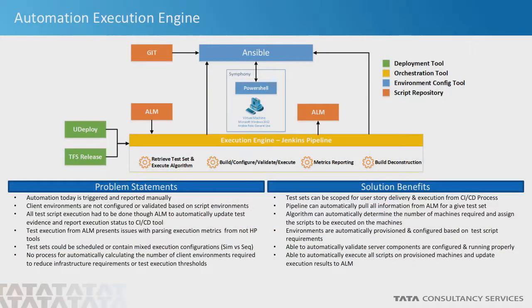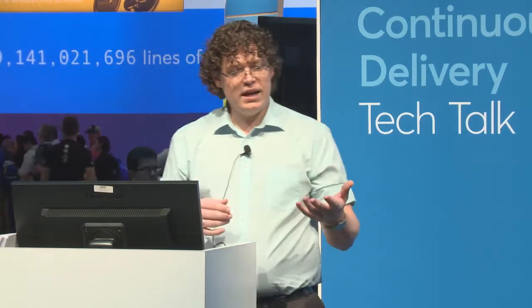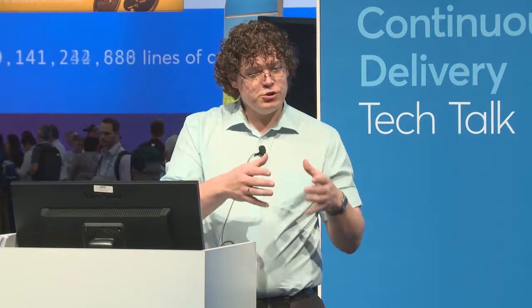Whenever there's a code deployment into a region, say for system testing, we pull our test cases from ALM, which has all of our requirements in it, and then we automatically and dynamically determine how many virtual machines are required to reduce the time cycles of my test execution. When we determine each machine, we also know what environment configuration and what testing tools are required.